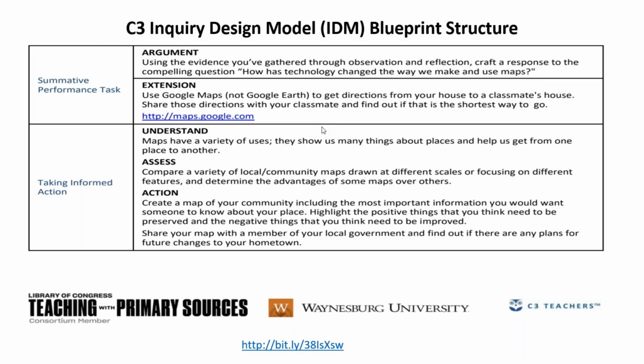The action we wanted them to take was to create a map of their own community, including important information and possibly things they would like to add that would be positive improvements to their community. And the real civic action would be to share their map with a member of local government, or at least some representative of the community who hopefully could help them take even more action. So that's our C3 inquiry. And Gay, I'm going to turn it back to you.